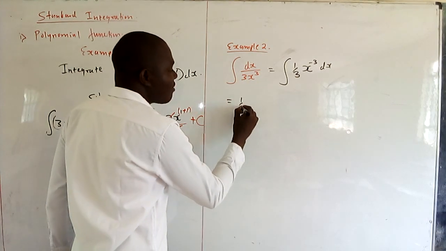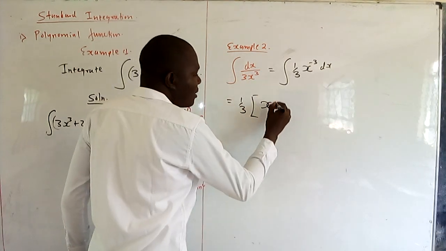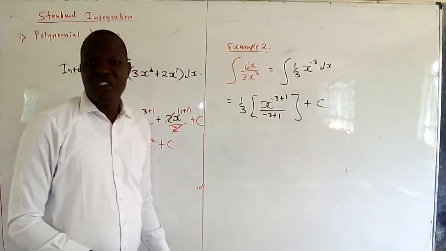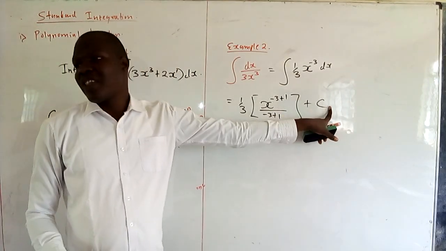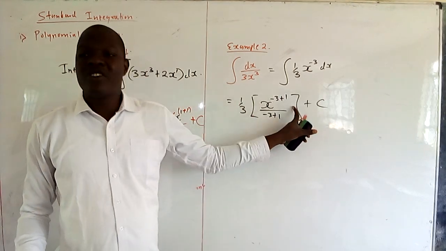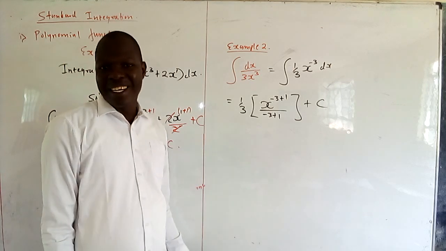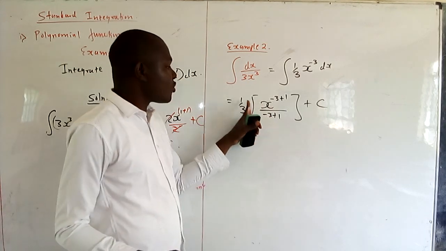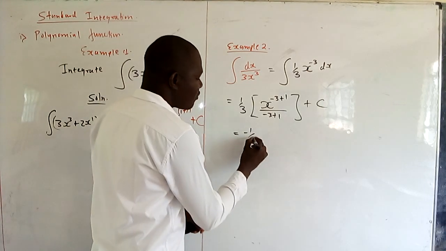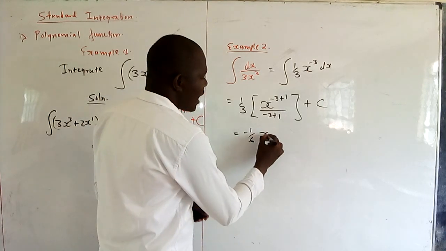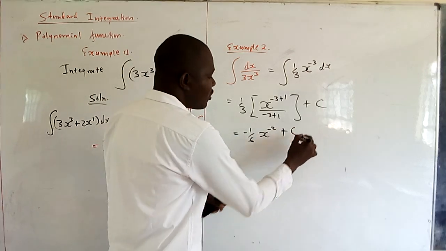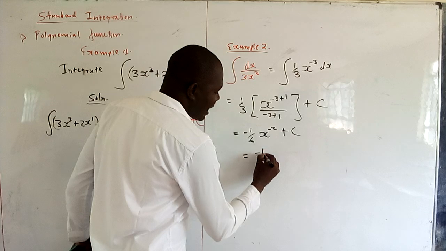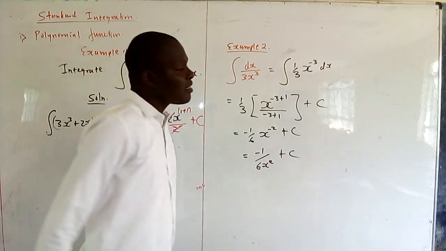Good. So here we have a third, then we add 1 to the power, then we divide by the resultant power. Then at the end you add an arbitrary integration constant. Whether you put it inside the bracket or outside the bracket doesn't matter, because if you put it inside the bracket, a third times c gives you another constant. Simplify: -3 plus 1 is -2. So a third divided by -2 gives you -1 over 6, then x raised to -2, plus c. Negative means it is in the denominator, so you have -1 over 6x squared plus c.